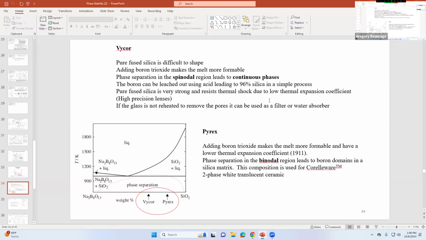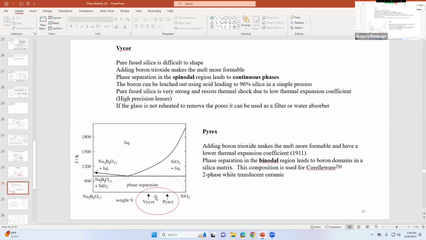You can make a Vycor glass fritted filter that's got kind of sub-micron size pores in it. So it's useful for filtration. I mean, if you want to have a glass filtration, use a Vycor filter.